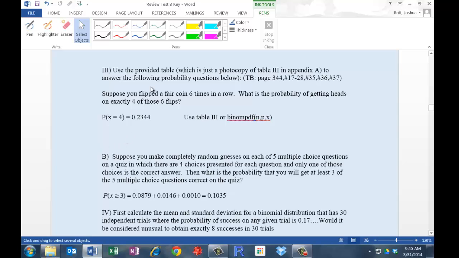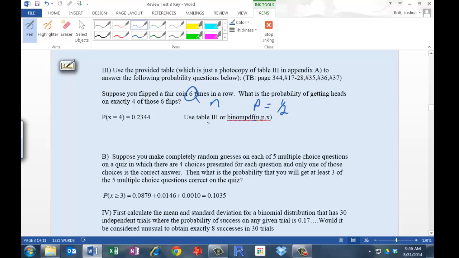Okay, now we'll do a couple binomial. Suppose you flipped a fair coin 6 times. What's the probability of getting heads on exactly 4 of those 6 flips? So this follows binomial distribution. So n is 6. The number of times that you toss is n. The probability of success is 1/2 because the probability of heads is 1/2.